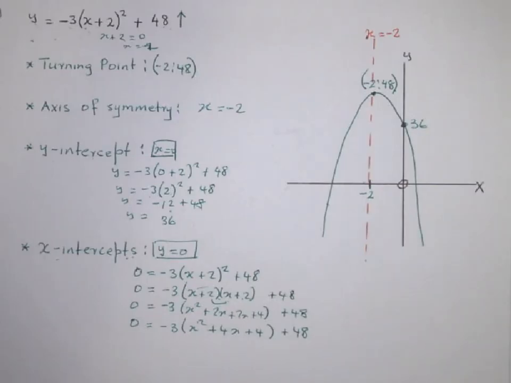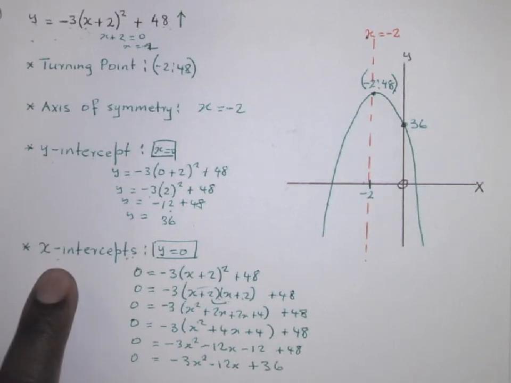So we have 0 equals minus 3x squared minus 12x minus 12 plus 48. So 0 equals minus 3x squared minus 12x plus 36. Now I've got to solve for x because I'm trying to find x.